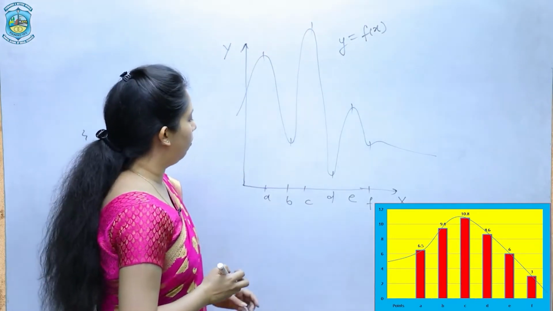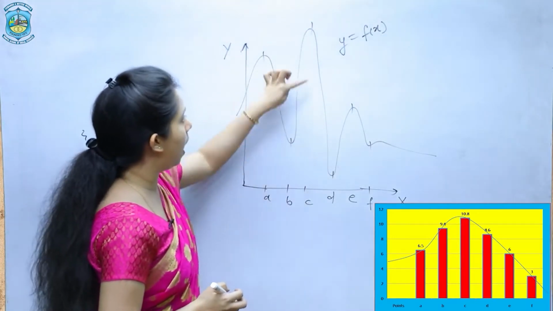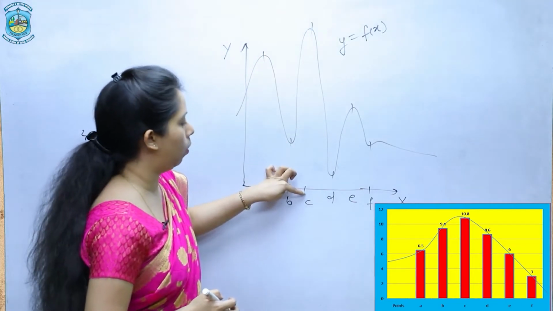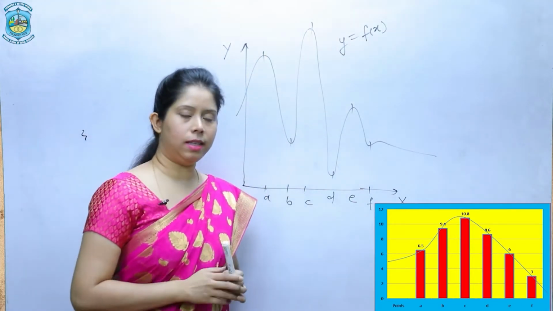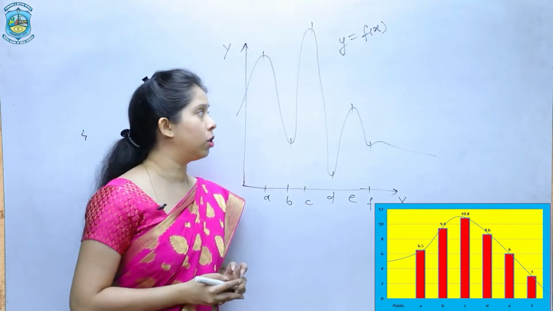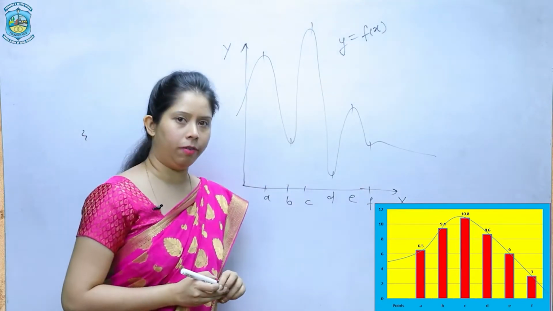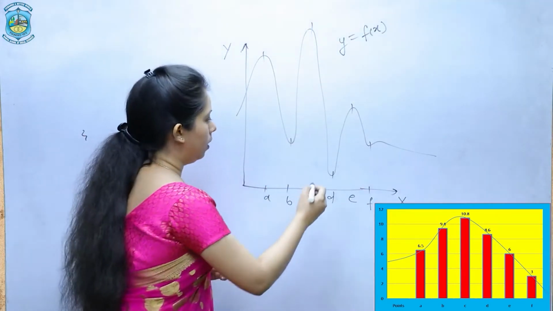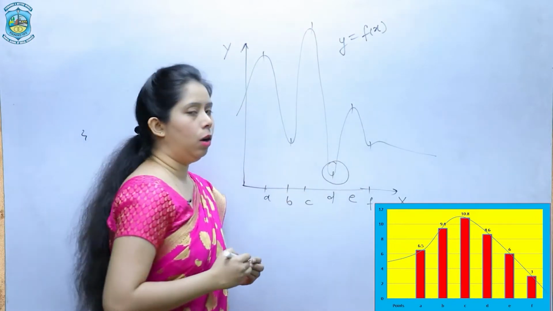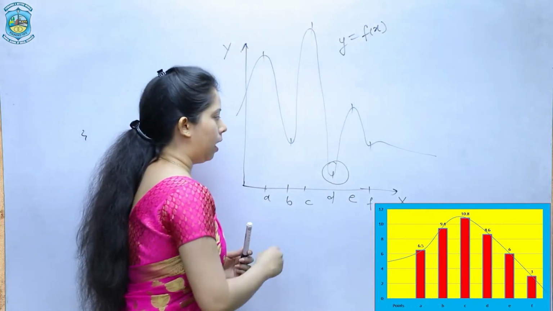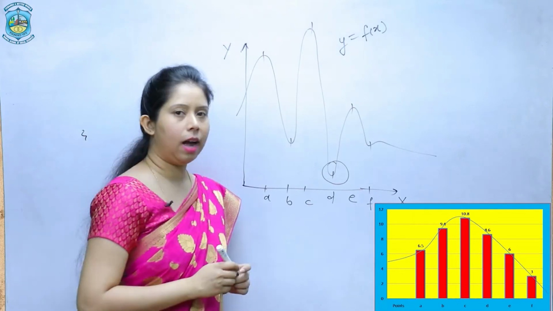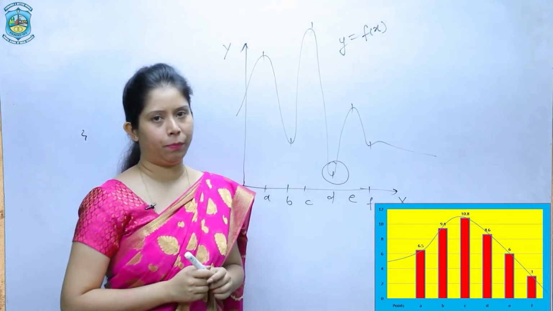Now in this graph, the point C is the highest point. So C will be called the absolute maxima of the function y is equal to f of x. Whereas D is the lowest point in the graph and so D will be called the absolute minima.